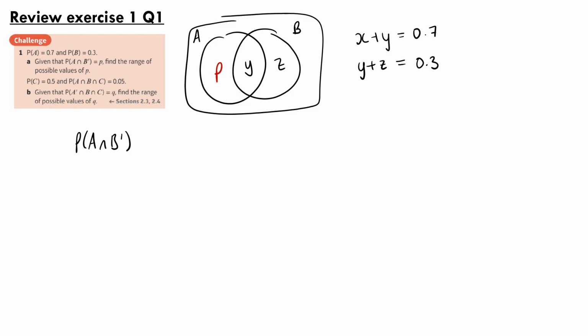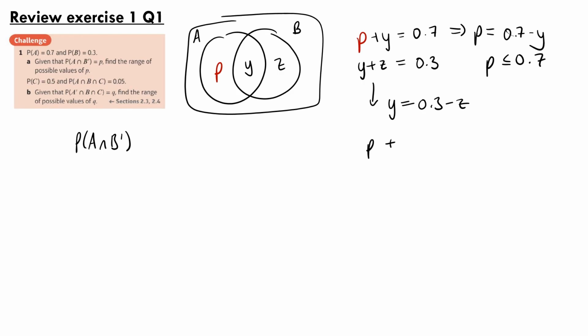So if I replace this x here with p, there we go. We're trying to find the range of possible values of p, and we can do that by rearranging for p here to give us 0.7 minus y. So p must be less than or equal to 0.7 because y is greater than or equal to 0. Then if we rearrange this second one here to get y equals 0.3 minus z, we can then plug that into the first equation as well. So p plus 0.3 take away z is equal to 0.7. And then rearranging for p once again, we've got p is equal to 0.4 plus z. So p must be greater than or equal to 0.4 because z is greater than or equal to 0.